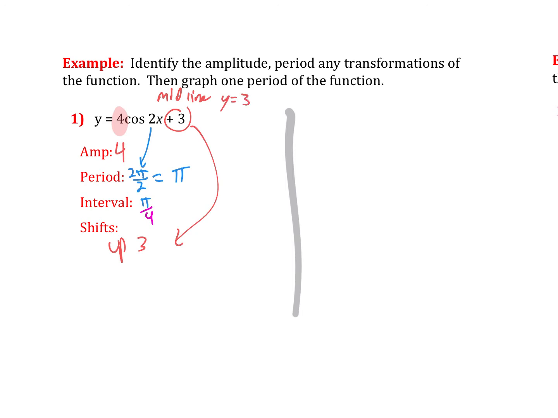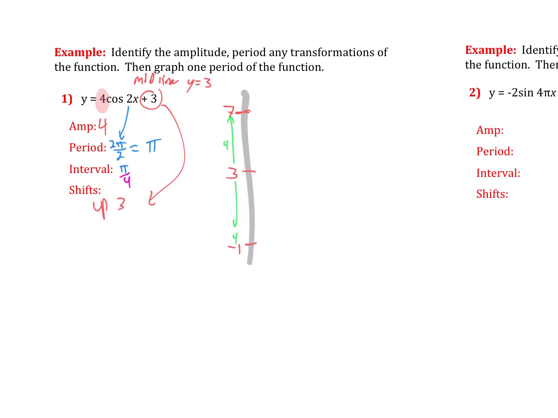All right. So I'm going to plot my midline, 3. I'm then going to use my amplitude to go up 4 and then down 4. That's going to put me at 7 up top and down below at -1. My y-axis is now built. Now I'm going to throw in my x-axis. My x-axis has a value of 0, so it would be right about here. So I'll throw an x-axis across, shazam.